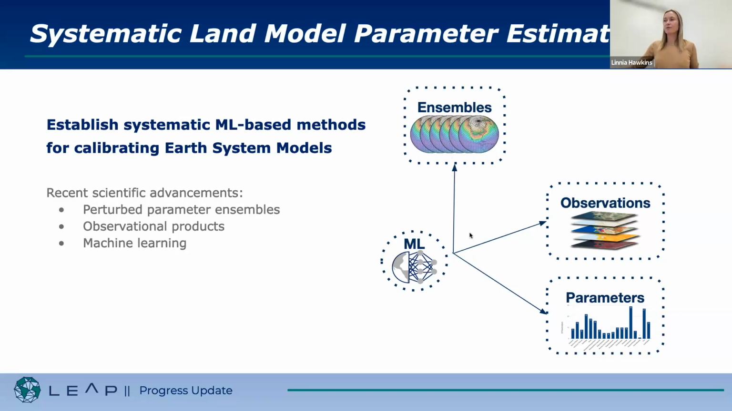And the second advancement is that these Earth observing networks and observational products are rapidly expanding, and importantly, they're becoming more readily available and accessible via cloud storage and computing. And then third, these are really high dimensional problems, and so machine learning algorithms have emerged as valuable tools for these high dimensional data-driven tasks, such as parameter estimation. So given these recent advancements, we think LEAP is really well positioned to develop methods for more accurate and efficient model tuning.